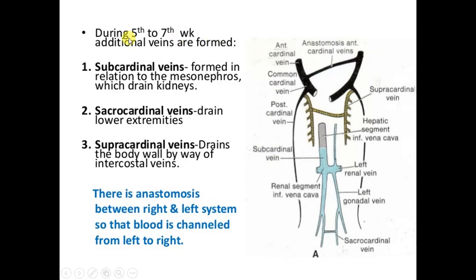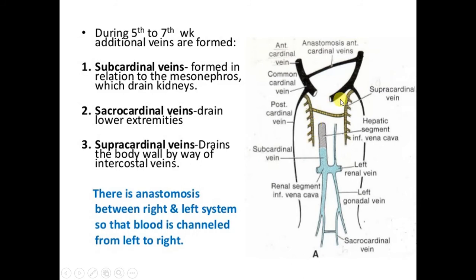So, in the 5th to 7th week, additional veins are formed. Subcardinal veins drain the kidneys. Sacrocardinal veins drain the inferior extremity, that is the lower limb. Supracardinal veins drain the body wall by way of intercostal veins. Here we see the intercostal veins.